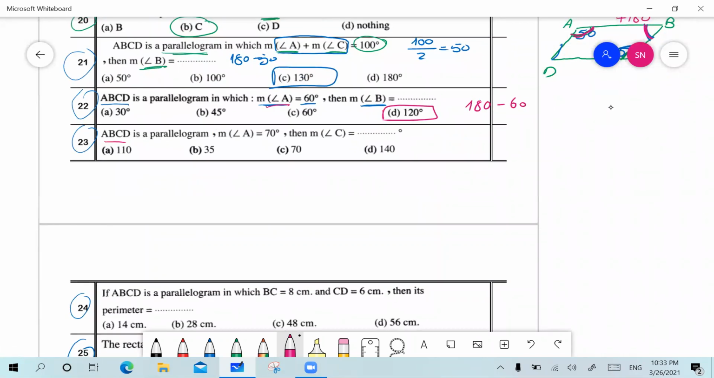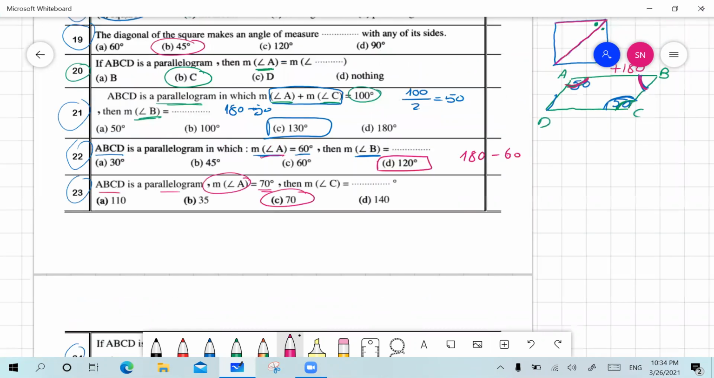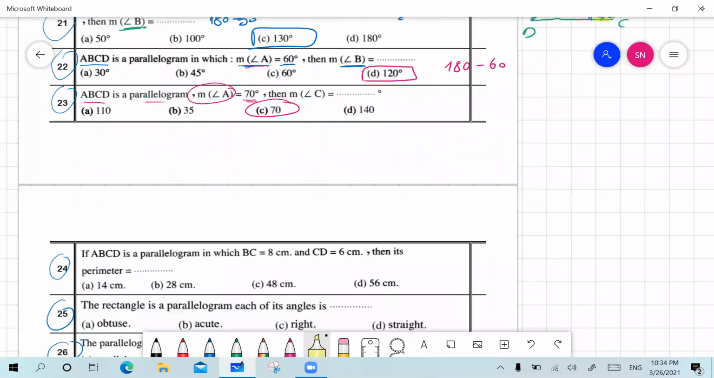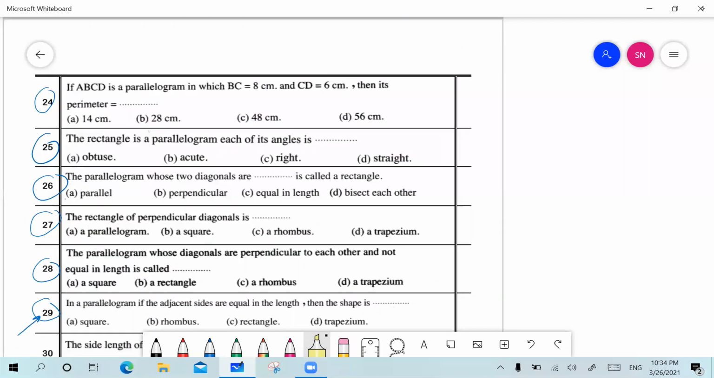Again, ABCD is a parallelogram. The measure of angle A equals 70, then the measure of angle C is going to equal, Hussein? 70. Why? Because angle A is opposite to angle C, so they are equal. Thank you, Hussein.